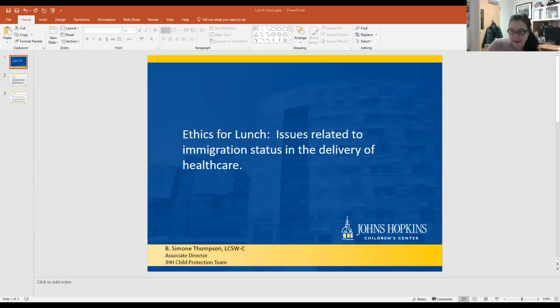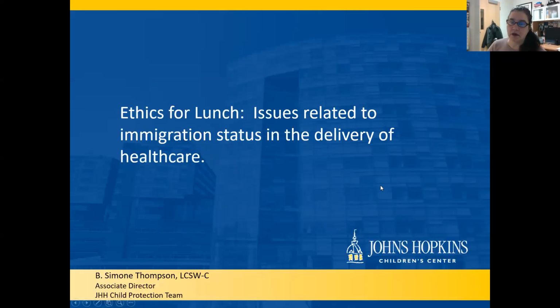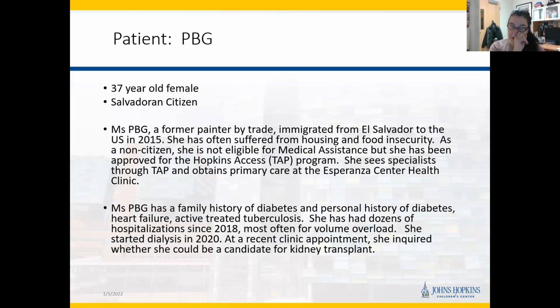So for our cases today, we decided to review two, in part because this is something that varies depending on the age of the patient, in addition to other issues. So we wanted to include both an adult and a pediatric patient. The first is one that Dr. Berger himself brought forward. Senora PBG is a 37-year-old female from El Salvador.